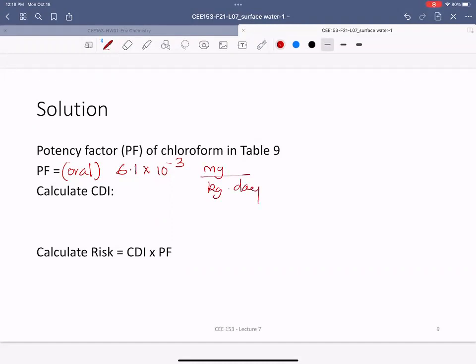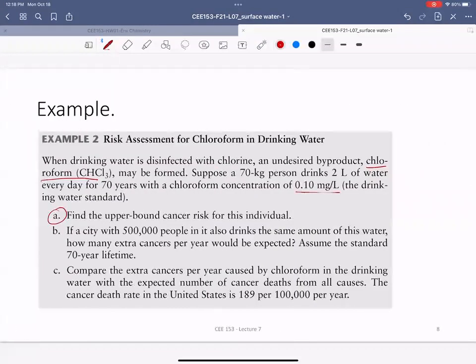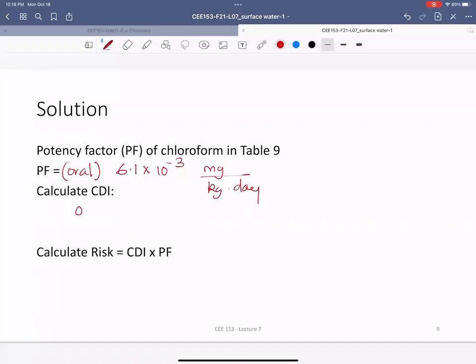That's the potency factor. Now your goal is to calculate the CDI, how much daily intake you are receiving from chloroform. As you can see, that person drinks 2 liters of water, right? So you know the concentration of chloroform in it. So let's start writing those. The concentration is 0.1 milligram of chloroform per liter of water, and that person is drinking 2 liters of water per day.